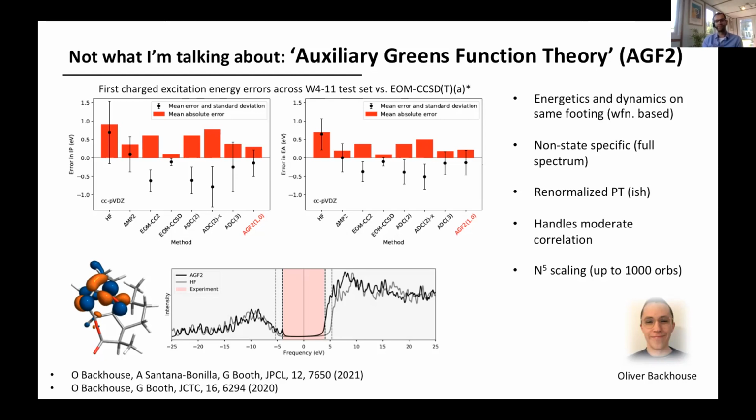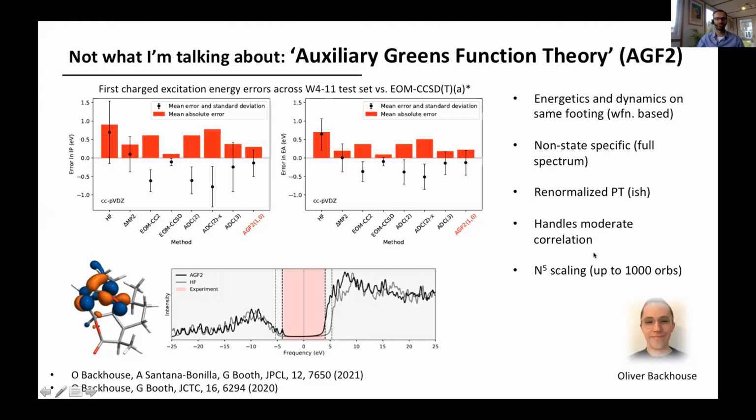It calculates the full spectrum with hopefully a similar level of accuracy for all of your excited states, and it calculates energetics and dynamics all on the same footing. It's based on a renormalized perturbation theory, hence the second order Green's function theory part of it, but it also has a non-perturbative truncation, which is critical for the accuracy and the efficiency of the method. So if you're interested, check out these papers.